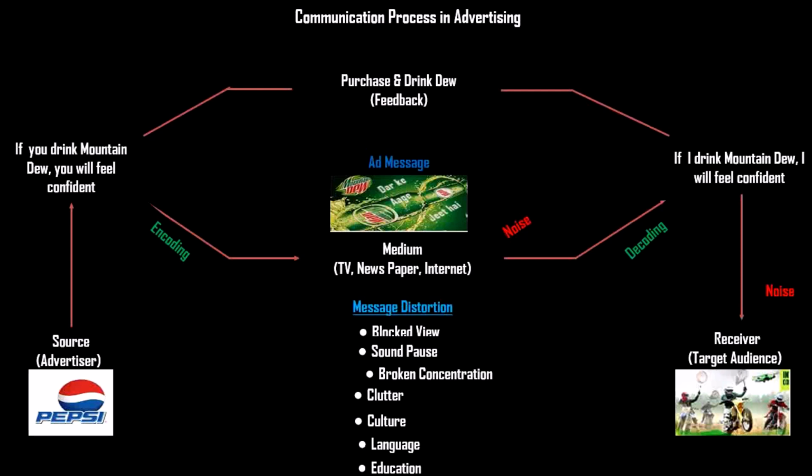Once the targeted audience receives the ad message, they start decoding or interpreting it. Interpretation means assigning meanings to the ad message. Targeted audiences' interpretation of the ad message depends on their past experience with the advertiser and their knowledge of such products. Based on their past experience and knowledge, they interpret the ad message. Their interpretation of the ad message may be positive or negative.